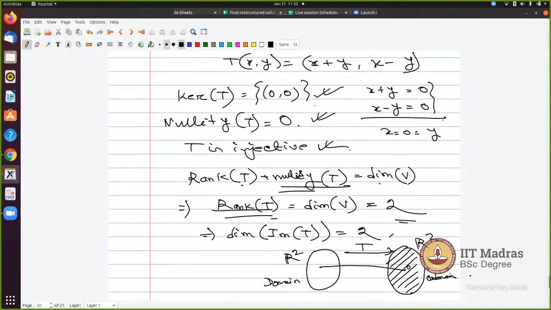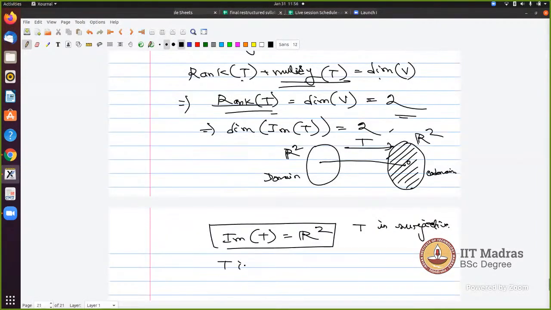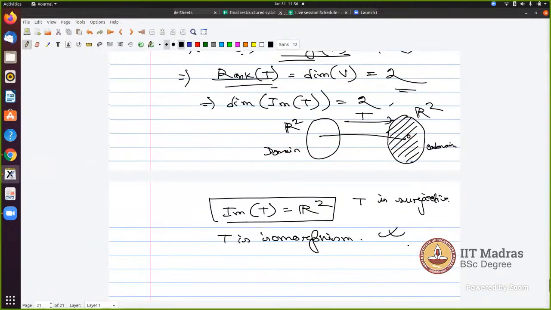So, sir, if we go from R2 to R3, it cannot be surjective, right, sir? Exactly. But the rank-nullity theorem shows that. First, let me clarify this portion. So in this case, T is injective and T is surjective. That means T is bijective. That means T is an isomorphism. This is clear, right? Now let us see what more the rank-nullity theorem is saying.